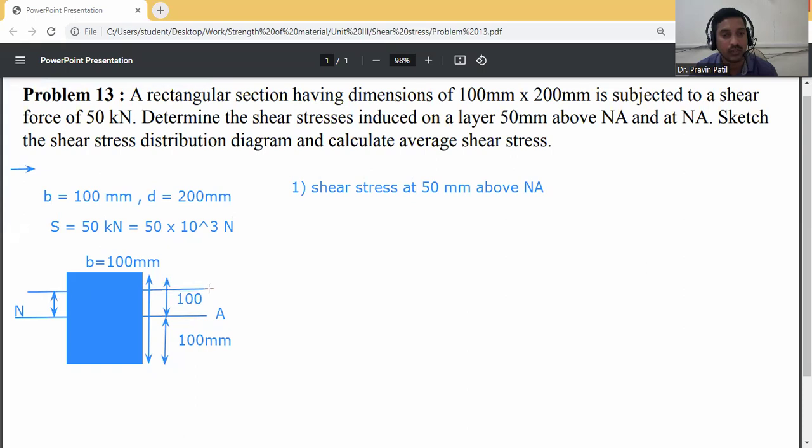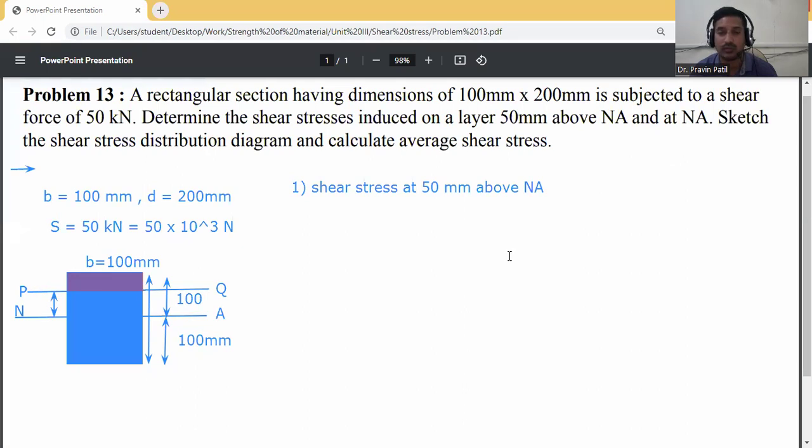You just assume this one is the PQ point. P and Q point. Okay. So I will show this one different. Okay. So we need to calculate shear stress for this portion. Okay. For this portion only.